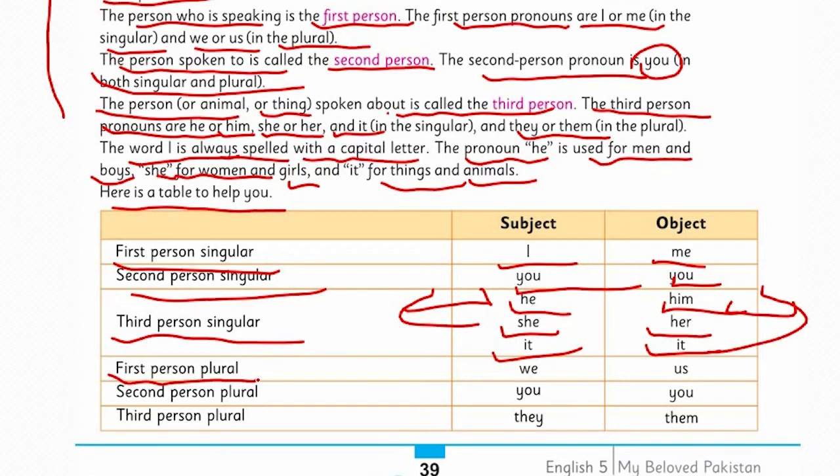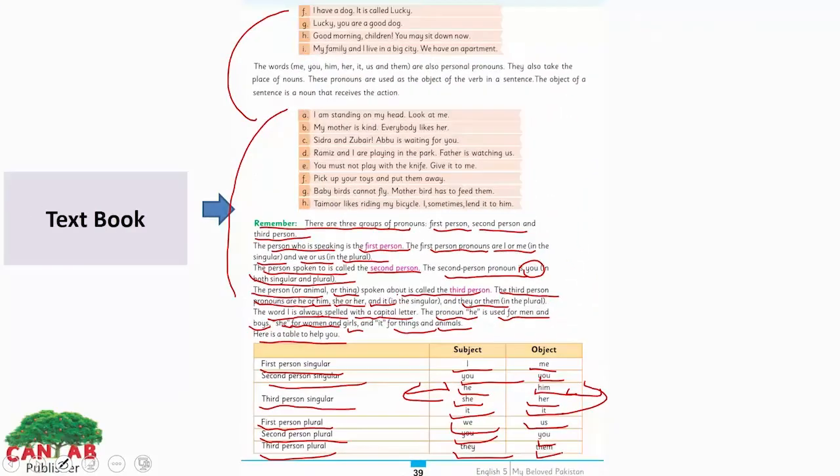First person plural: we and us. Second person plural: you and you. The third person plural is they or them. Always remember the subject and the object. Subject is the doer of the action and object is who receives the action.